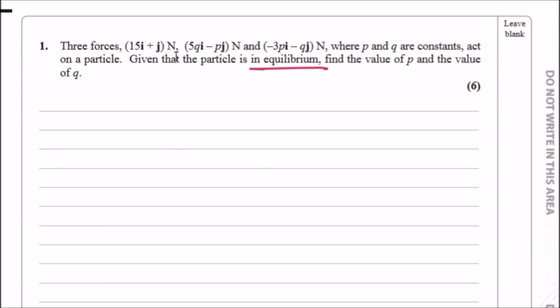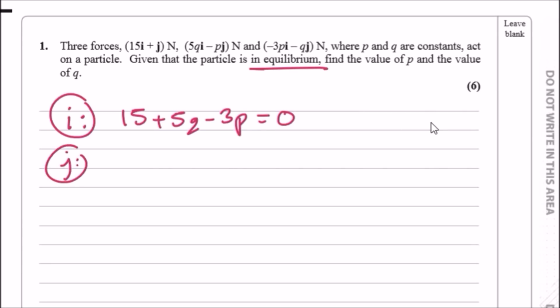So, all this means that we need to add all these forces, let's call it F1, F2, F3, and they all sum up to 0. So, the key idea here is to realize that we can work in i's and j's. If we're working in i's, then we can say that 15 + 5q − 3p must result to 0i, correct? And as for the j's, the first one is literally 1j, so 1 − p − q must result to 0. So these are the two equations.